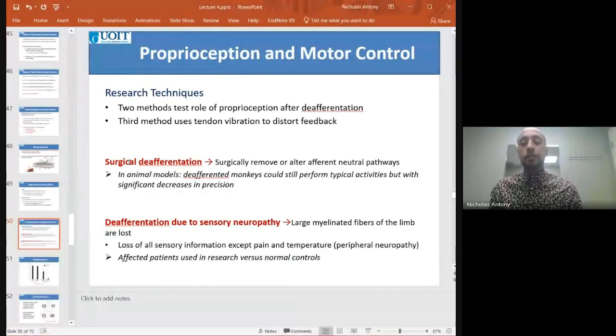There was a third mechanism that they used, which was vibration. Think of a thumper or those massage guns. They would use that as vibration on the tendons, which tends to screw up proprioception or feedback.